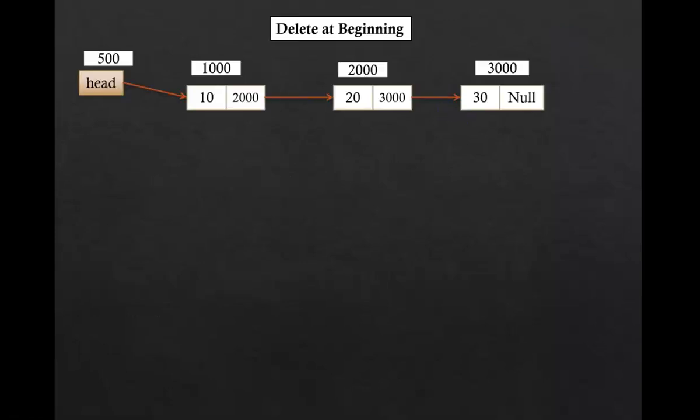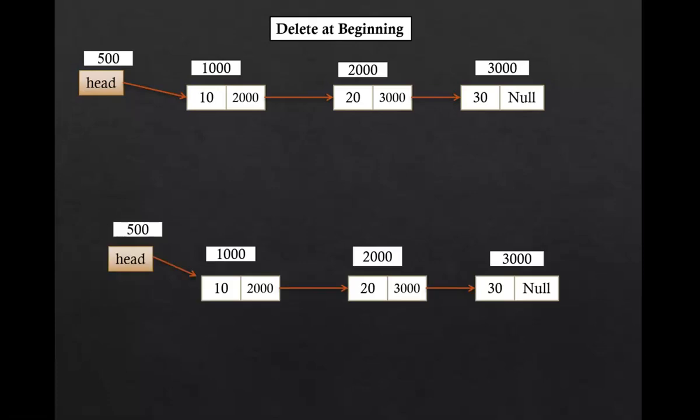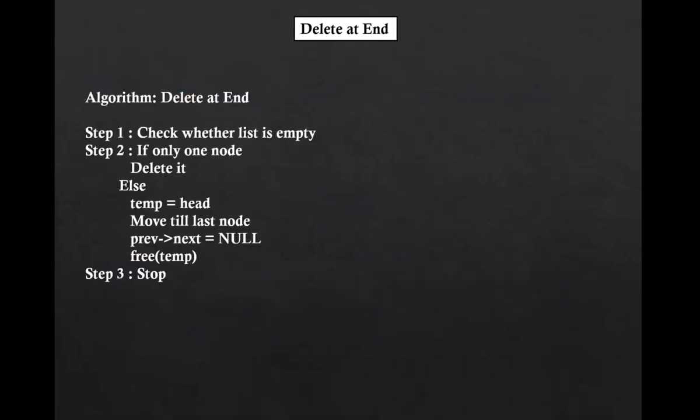The example shows nodes 10, 20 and 30. It is deletion at the beginning, so you have to delete 10. Temp points to head and head now points to 20. Free temp, and node 10 will be deleted. Let's move on to delete at the end.